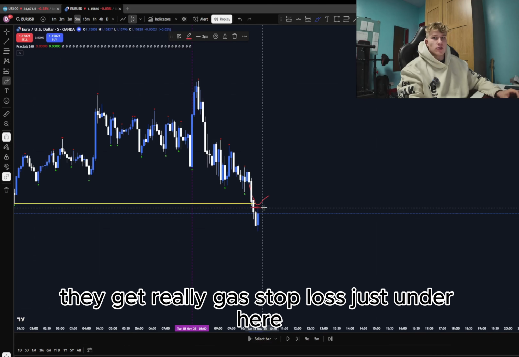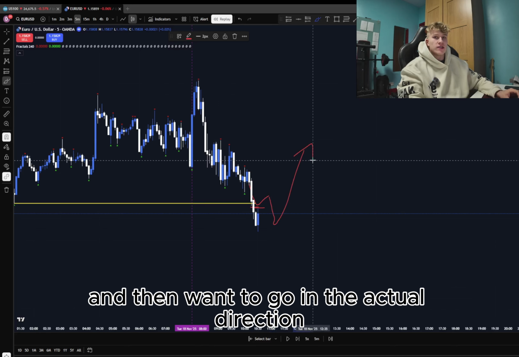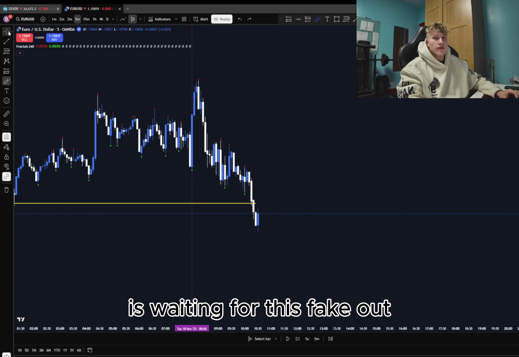They get really gassed, stop loss just under here, and then price will come down, actually sweep them out, and then want to go in the actual direction. So this is what we're trying to avoid: getting in too early, and waiting for this fake out.